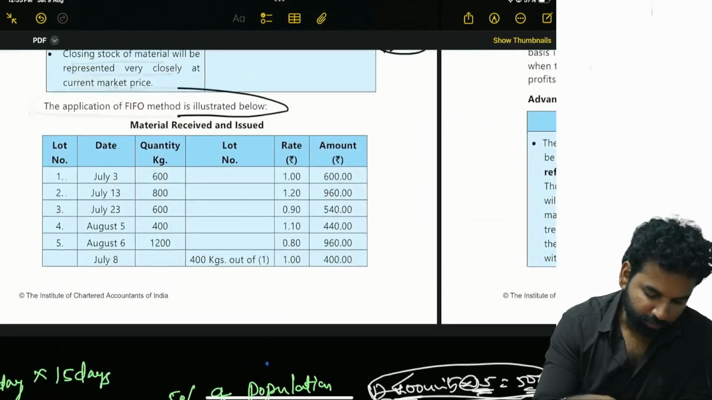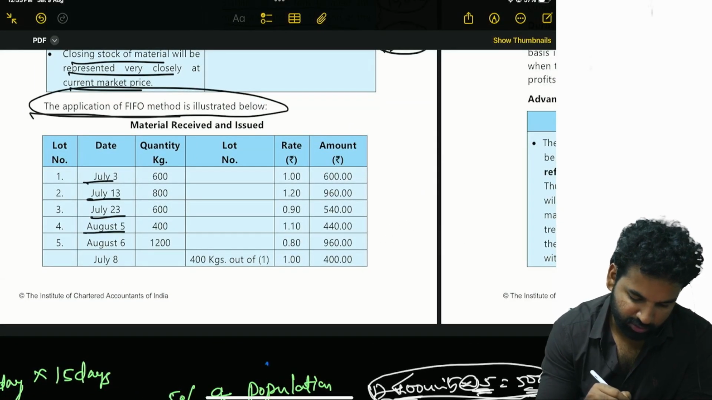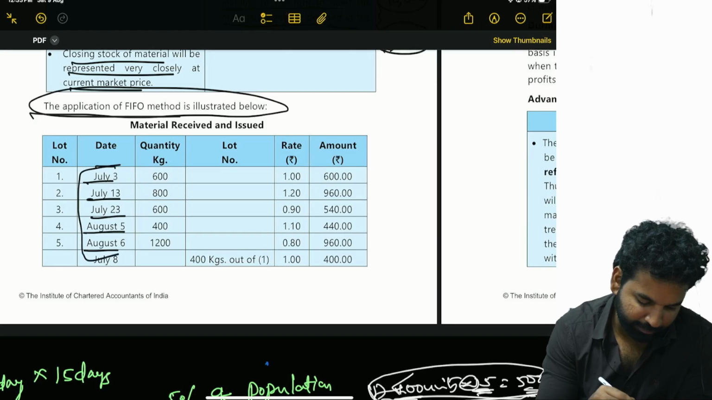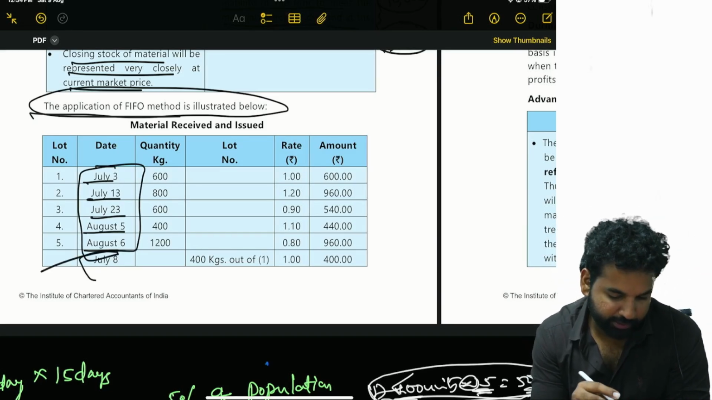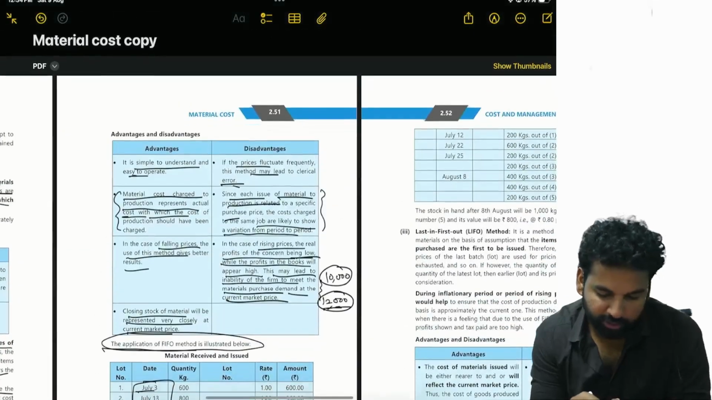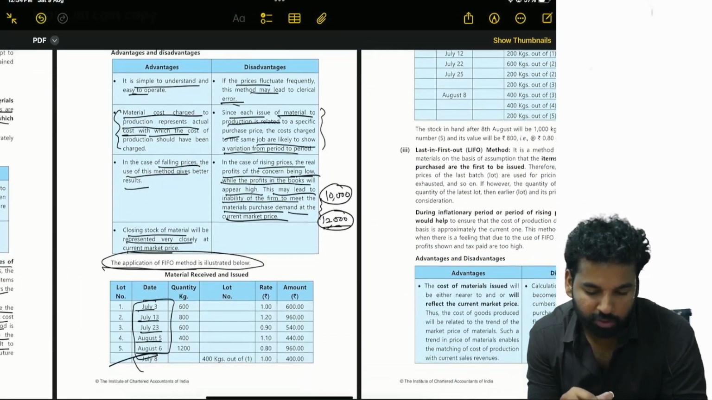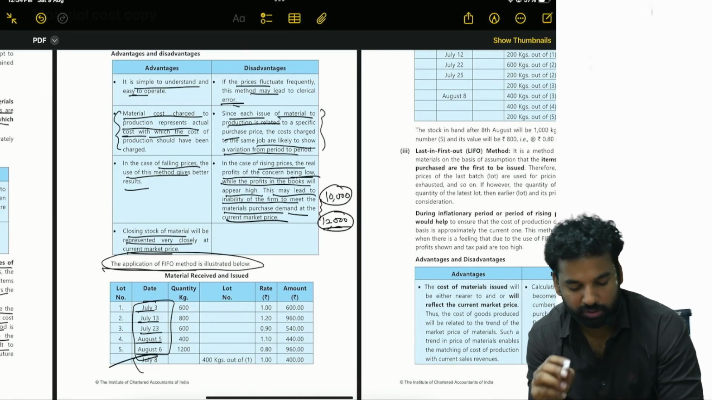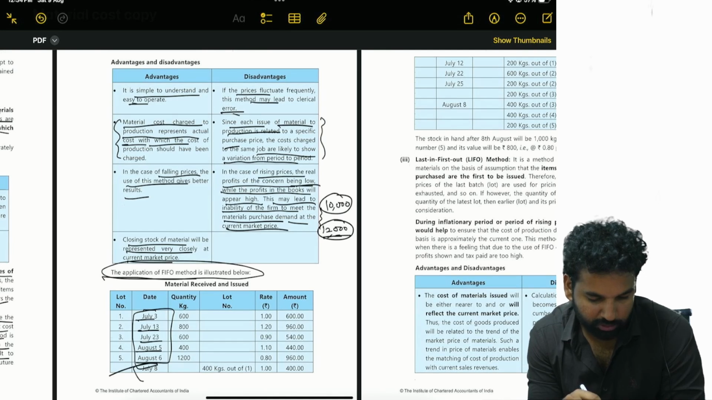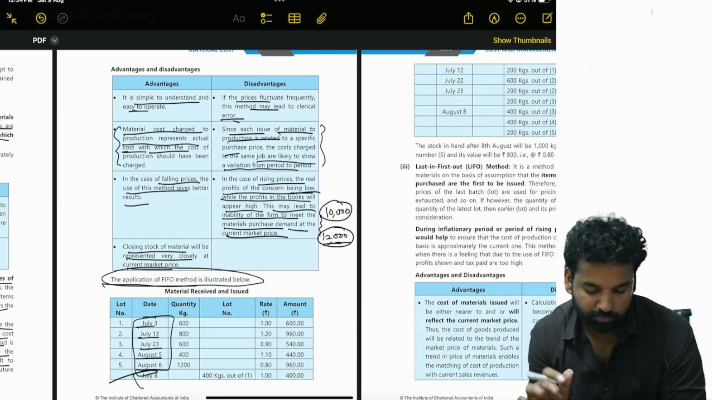Right. July 3, July 13, July 23, August 5, August 6: these are the days on which we made a purchase. Next, July 8, 12, 22, 25, and August 8, we have sold out the stock. I mean, sorry, sold out in the sense of issued the stock. So that means it is not given in chronological order. Now we have to put it in chronological order and then we can solve.